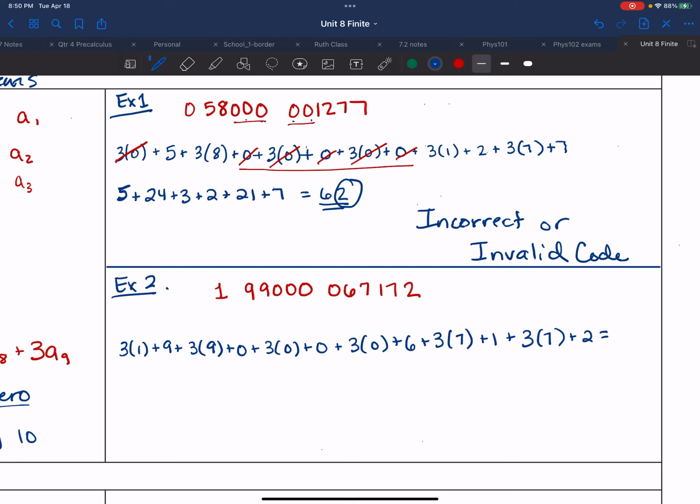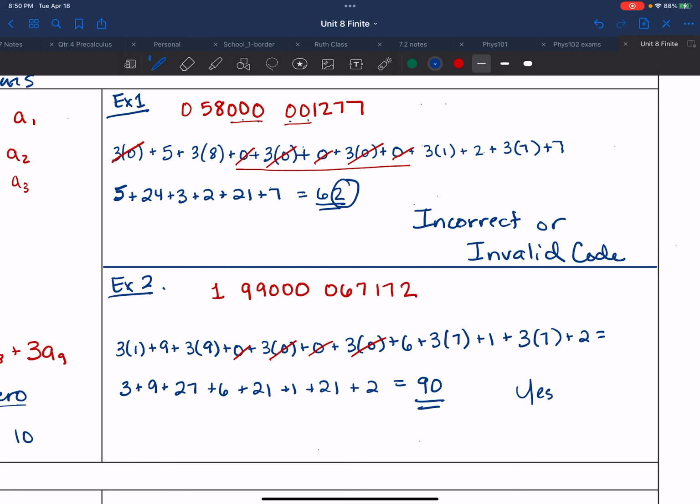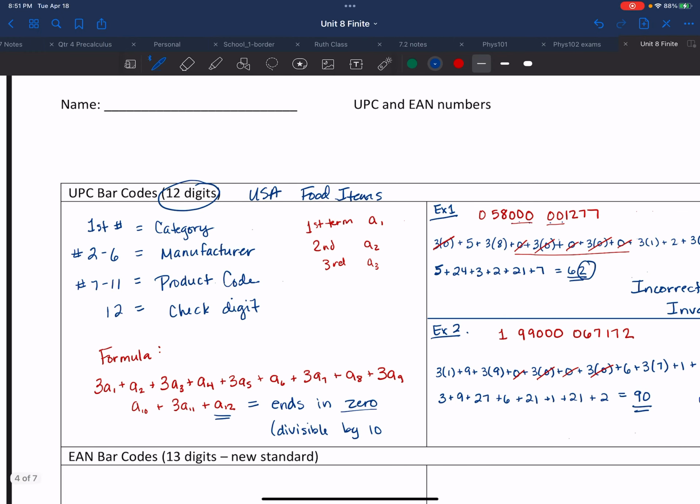So when I go ahead and add all those up, again, let's get rid of my zeros so I don't have to worry about those. And I have 3 plus 9 plus 27 plus 6 plus 21 plus 1 plus 21 plus 2. And when I add all those up together, I get the number 90. So is that a valid code? Yes, it's a valid code. Okay. So that is the example of my UPC barcodes.